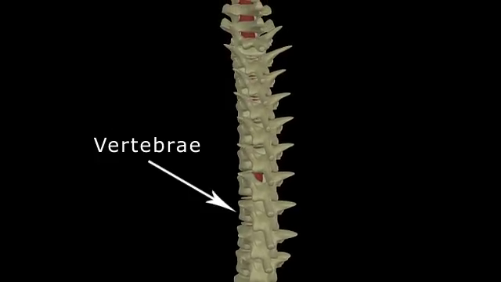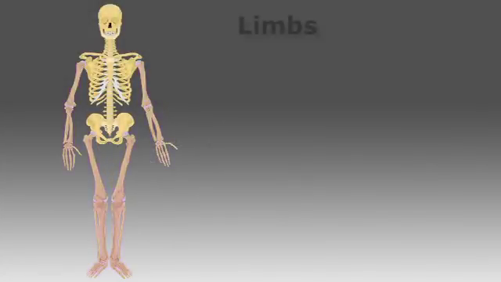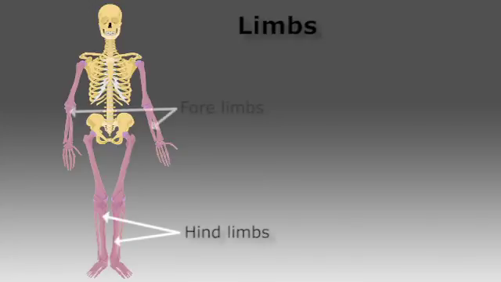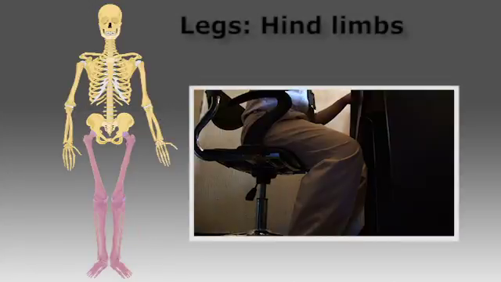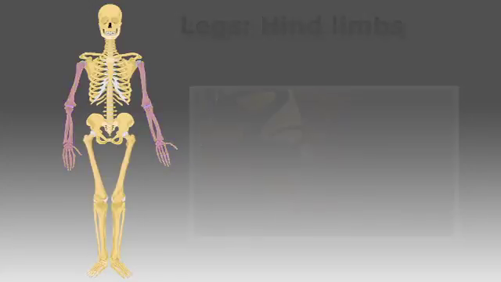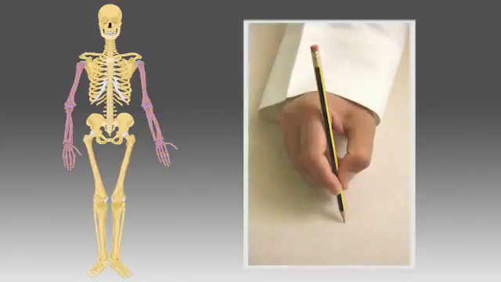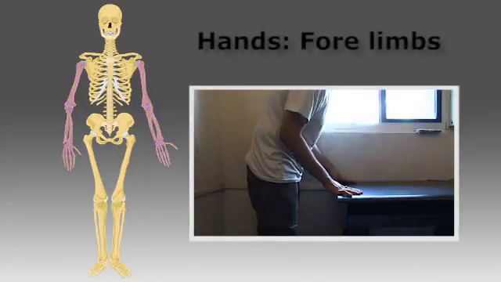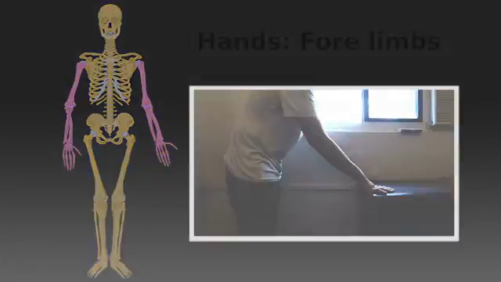The last part of the skeletal system is the limbs. Limbs are of two types, hind limbs and forelimbs. The legs form the hind limbs. They are nothing but our legs. And our forelimbs help us hold and pick up things around us. Yes, you guessed it right. Our hands are the forelimbs.